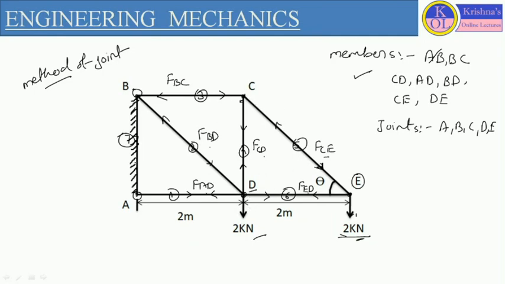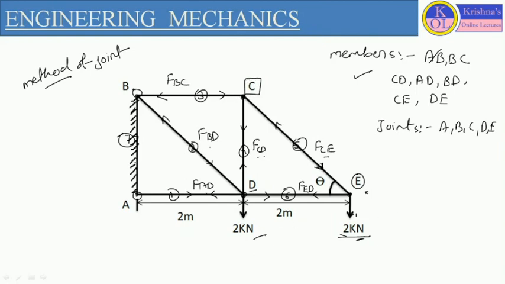Joint C is joining 3 members: BC, CD and CE. So at this particular joint, how many lines of action of forces are passing? FCE, FCD and FBC, and all forces are unknown. Here we are not considering any known force. All forces are unknown, so this joint is also not considerable.